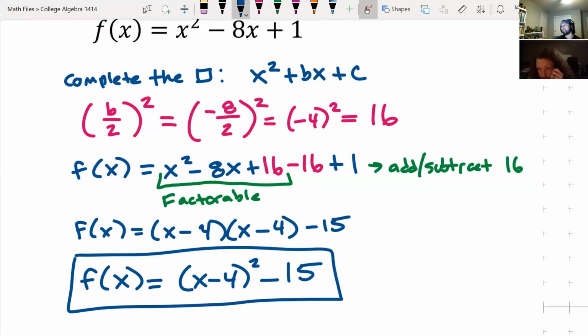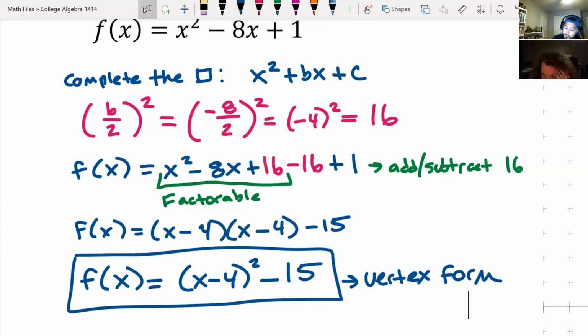And what you have just completed is taking a quadratic function in standard form, and by completing the square, you're putting it into a form called the vertex form. But we won't touch on that until the next lecture. For now, we are just graphing by transformations.